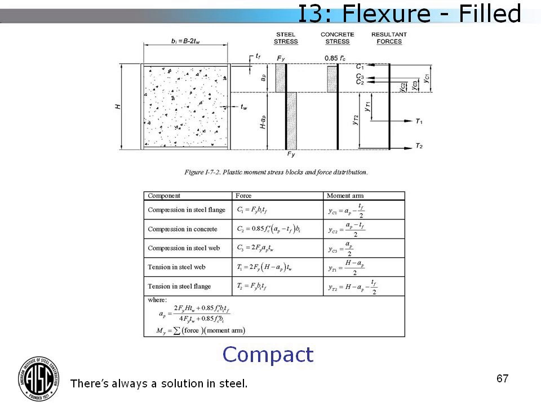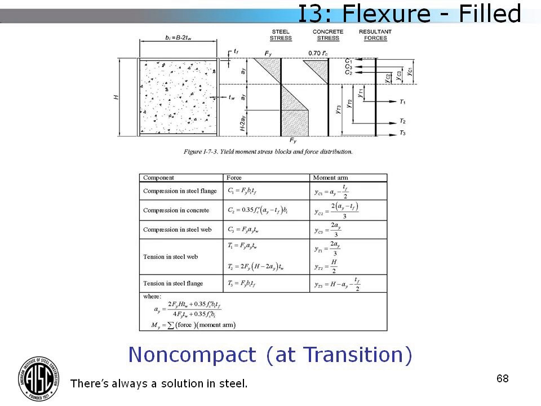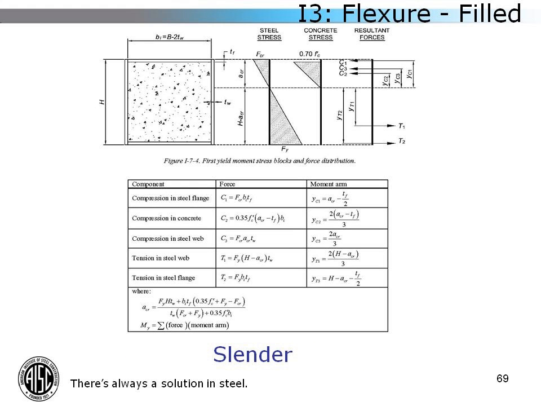So for a compact section, it's the same idea as before. You get your full F sub y across the steel, and you can develop your 0.85 F prime c in the concrete. For your non-compact section, now we're down at 0.7 F prime c for the concrete stress. And then for slender, again, similar idea. You've got F sub cr now as your steel stress, still at 0.7 for your concrete stress.